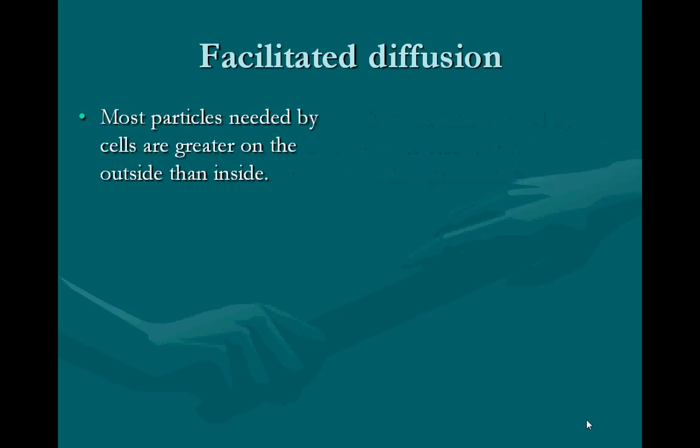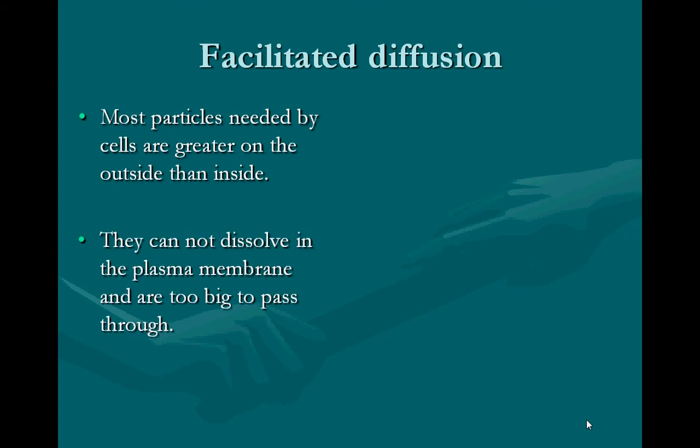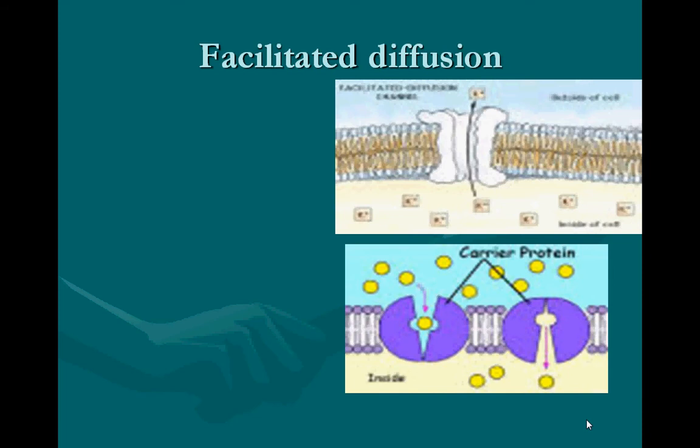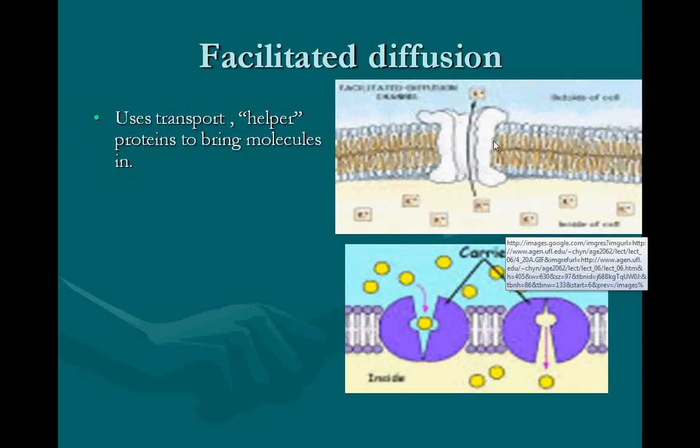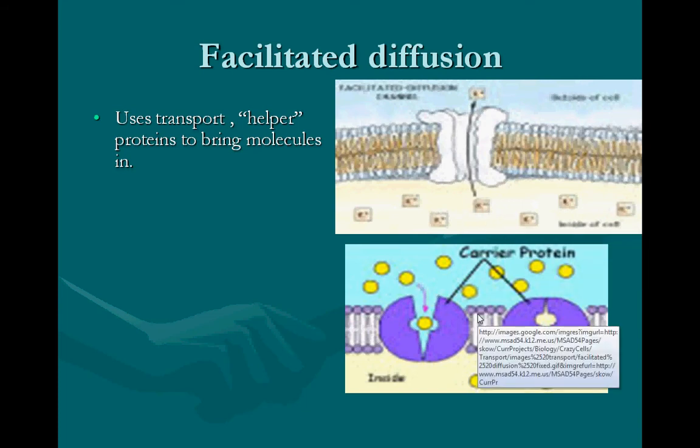But if it can't, if it's too big, and we need something to get into or out of the cell, then we have to figure out a way to get it through the cell membrane, and that's called facilitated diffusion. This happens when a substance can't get through the cell membrane, or it's too big to pass. I'll show you what it looks like. These are some pictures, and the first thing is that we're using a helper to bring things into or out of the cell from high concentration to low, so it still does not require any energy.